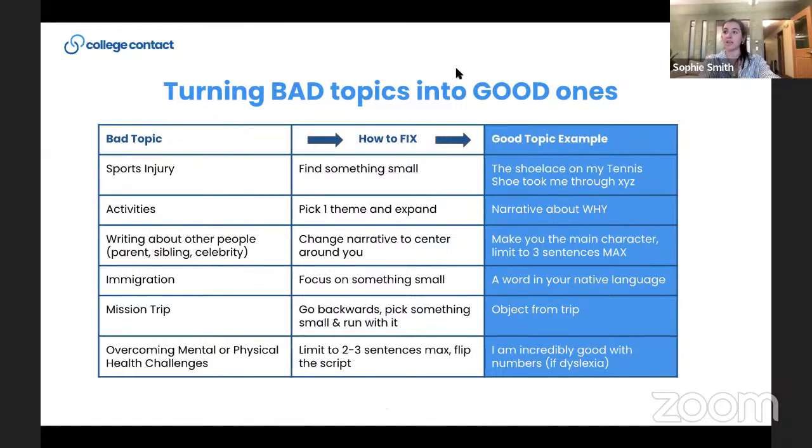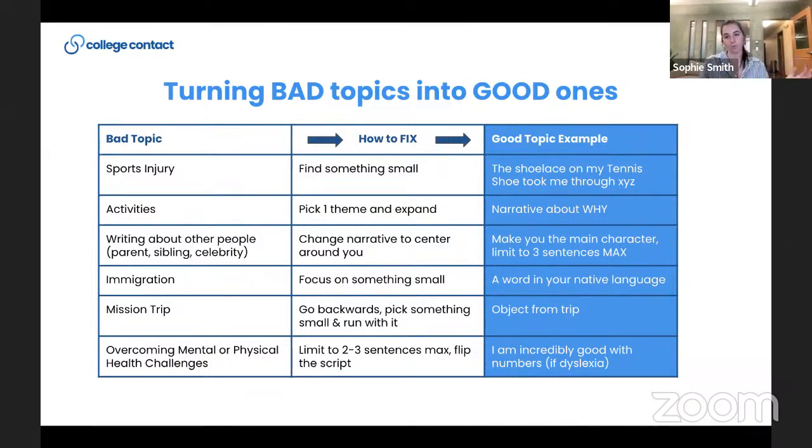You can also easily flip the script on some of these things. So, for instance, I had a student with severe dyslexia, and she was like, I really want to write about this. It's been something that obviously has changed my life. And she told me, it's so funny though, I'm really good with numbers. And I said, can we write an essay about how amazing you are with numbers and mention that you have dyslexia, but that you're so good at numbers? And we kind of flipped the script and the essay was incredible. It was one of my favorite essays I've ever read. So there's other ways to do it too.